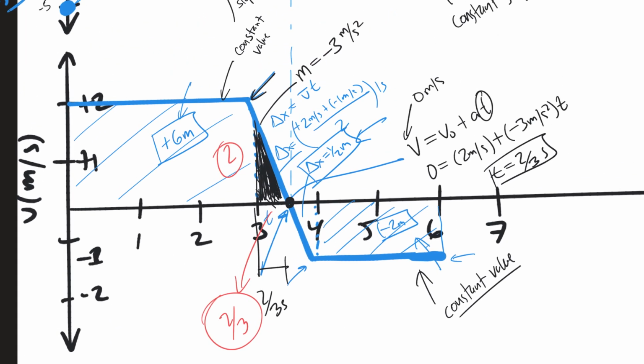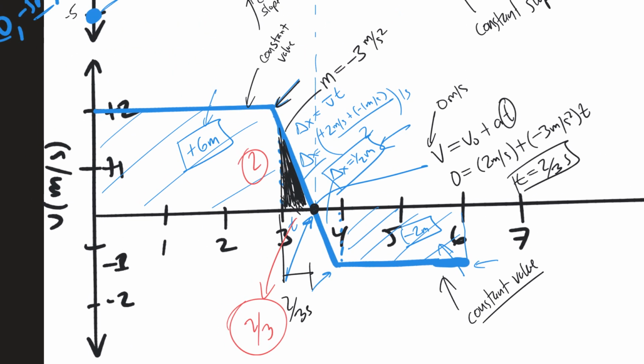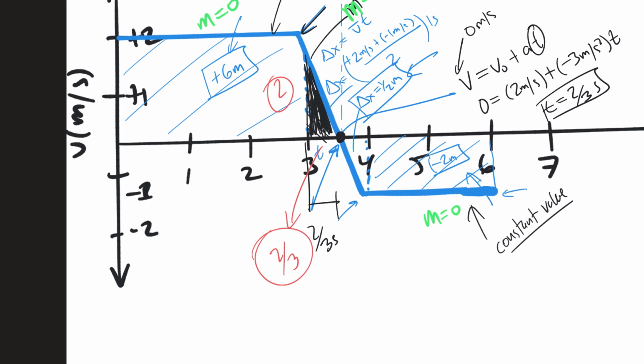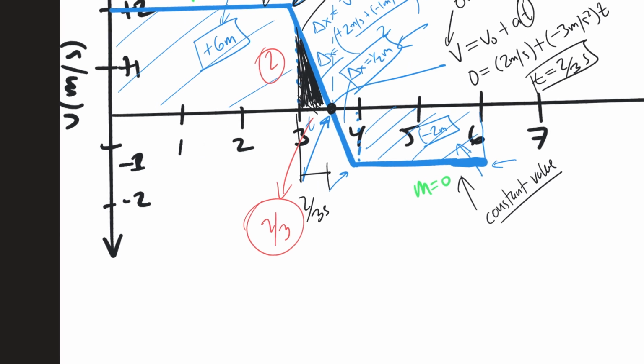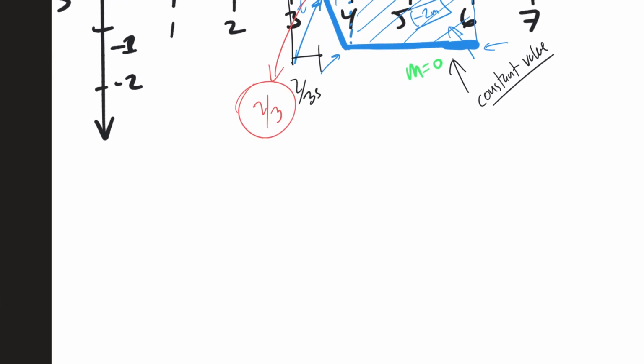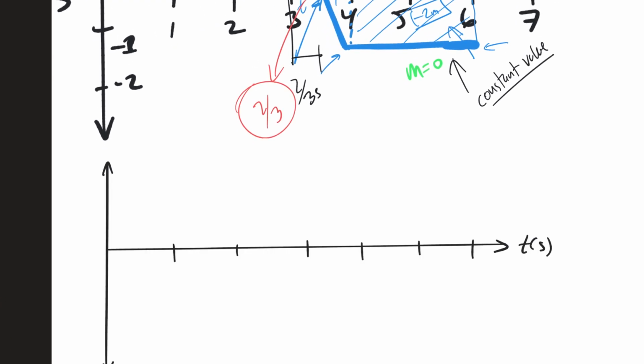Okay, so anyway, now that we're here, let me go ahead and get my slopes. Let me put them in like green or something so that they'll pop. I already got this slope. M equals -3 meters per second squared. Slope here is 0. Slope here is 0. So this is a pretty easy graph down here. Okay, that doesn't look so terrible.